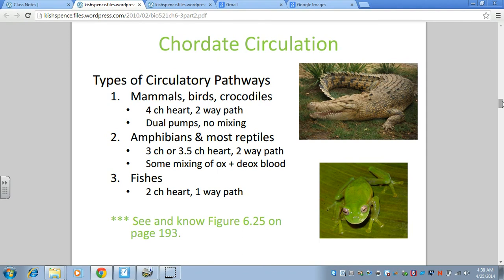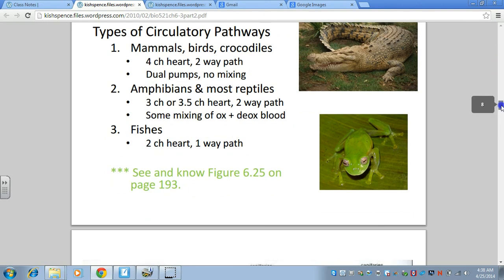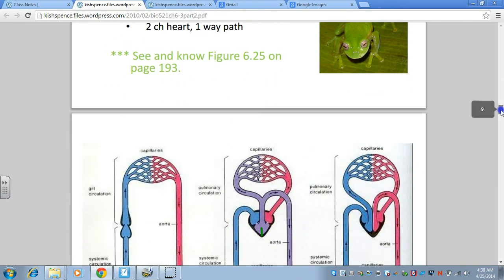Mammals and birds and crocodiles, which are the only exception among the reptiles, all have a four-chambered heart. Amphibians have a three-chambered heart, and most reptiles have a 3.5-chambered heart. And I'll explain what that means in a minute. And the fishes are not as complex as the rest. They have a two-chambered heart with a one-way path.